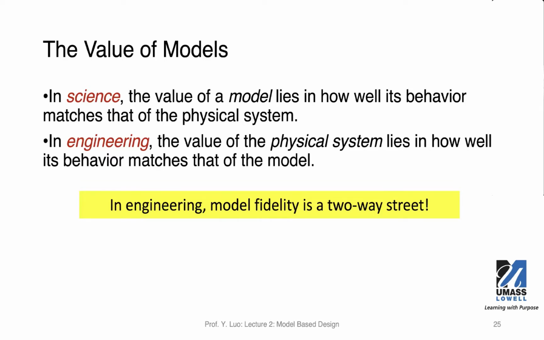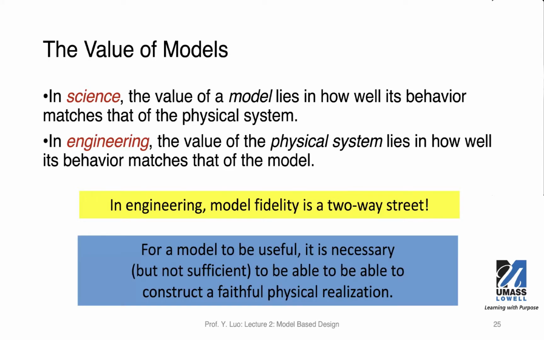The difference or the distinctions between the physical system and the model, and between the model and the physical system, is called model fidelity. Model fidelity is a two-way street. We should start with some model, even though the model is imperfect, even though the model is not 100% equivalent to the physical system.